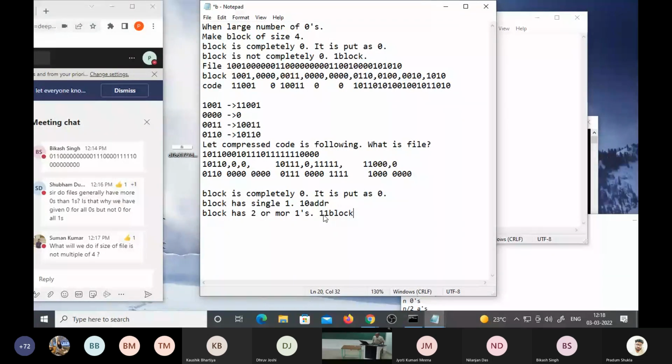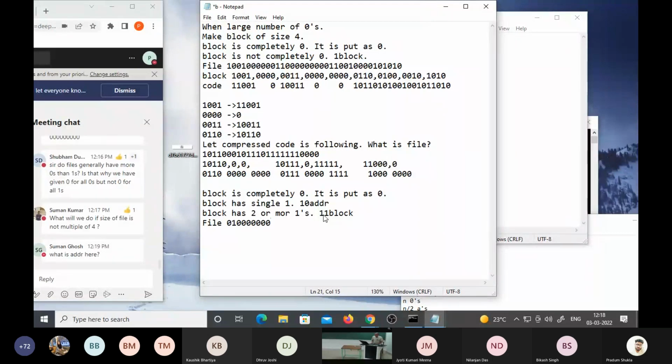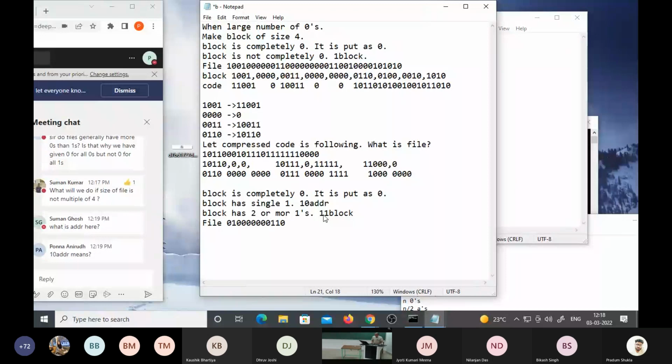Suppose our file is this: 0 1 0 0, 0 0 0 0, 0 1 1 0. I will tell you. Now, let us make blocks for this.